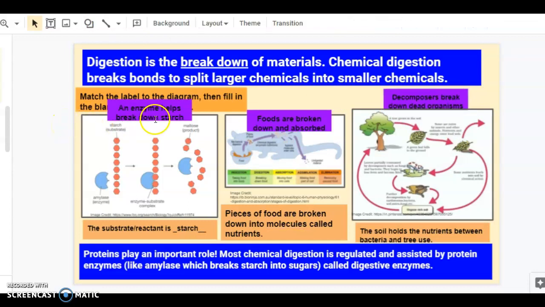So we have three examples of digestion, allowing materials to be broken down into smaller pieces where they can then be reused, so that the material doesn't stay locked up in the living organisms and it becomes easier to use. Proteins play a very important role in this process. Most chemical digestion is regulated and assisted by protein enzymes, like the amylase that we saw in the first example.